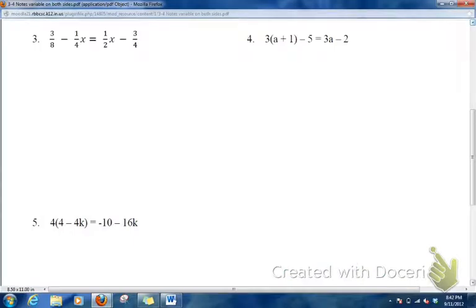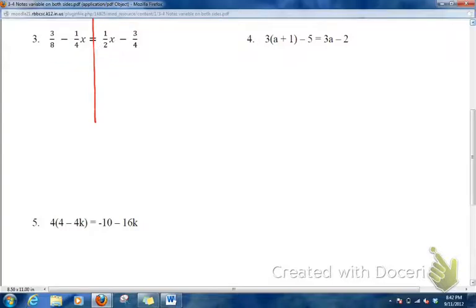Okay, here we have our last 3 examples. Again, a lot of the same stuff. We're going to look at example 3. I'm going to look at the two sides individually. I'm going to say, okay, there's nothing I can do over here on the left side, because 3/8 minus 1/4 x, they are not like terms. Same on the right. 1/2 x minus 3/4 are not like terms, so I cannot do anything there.